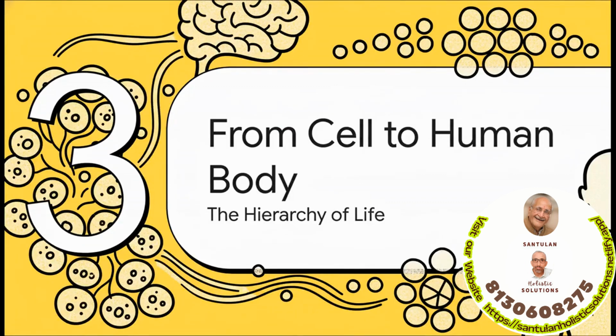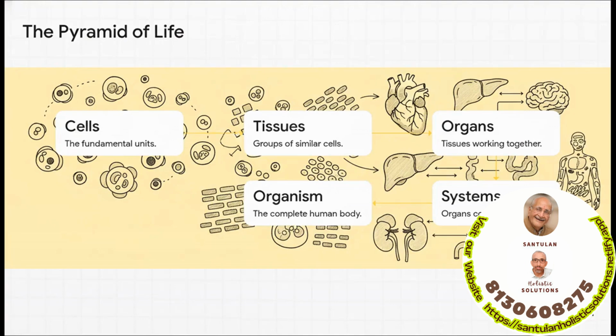Okay, so we've got trillions of these tiny building blocks, but how in the world do they organize themselves into something as incredibly complex as a human being? Let's take a look at the hierarchy of how it all fits together. It really is like a pyramid of life. At the very bottom, you have the individual cells.